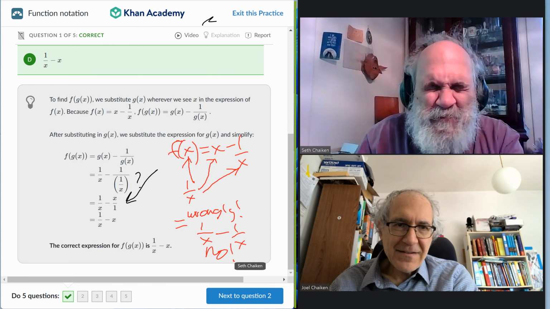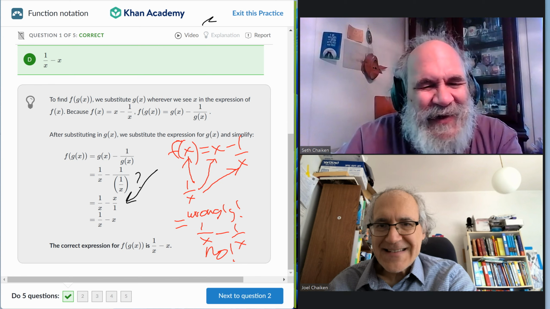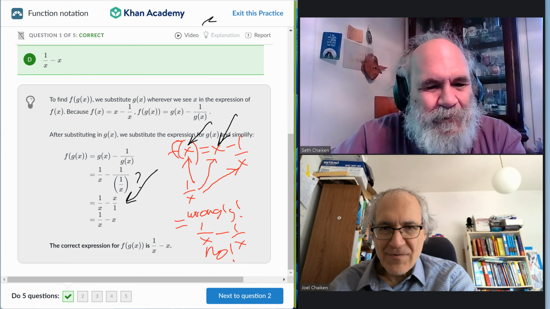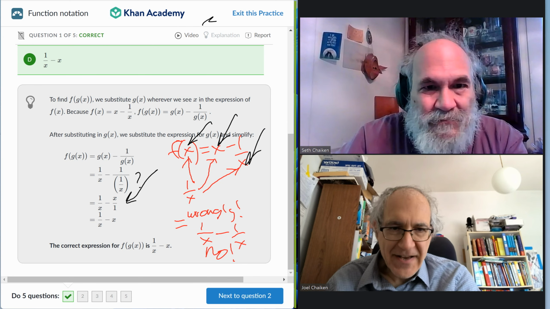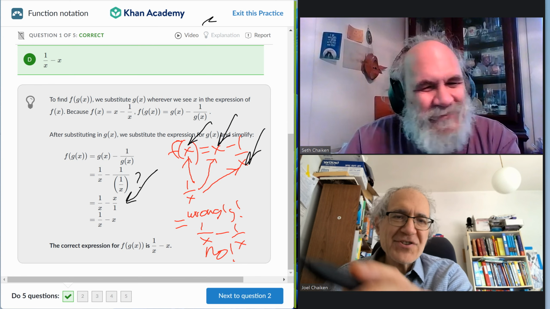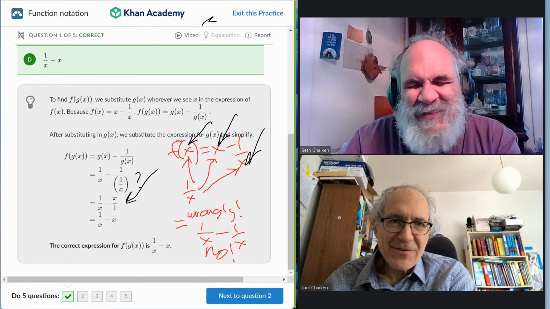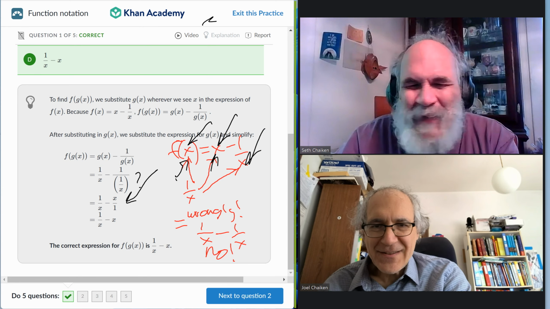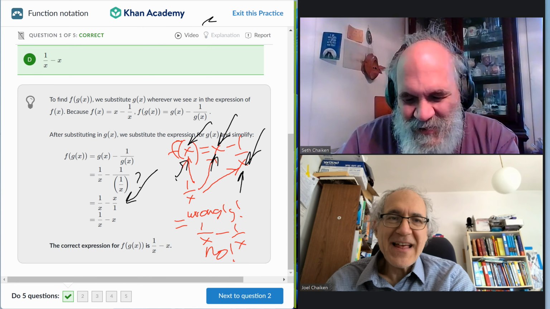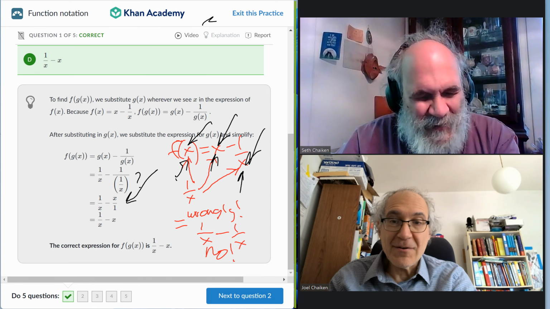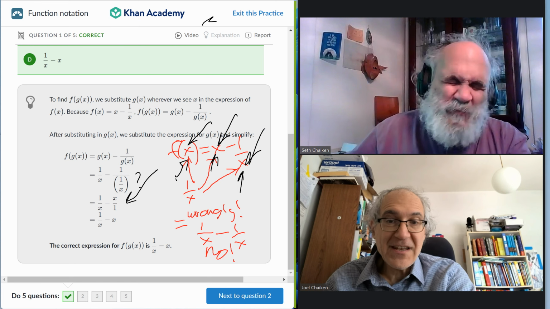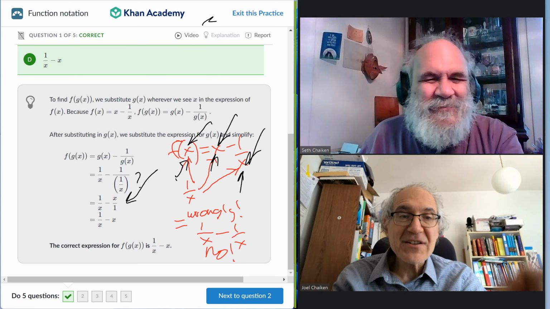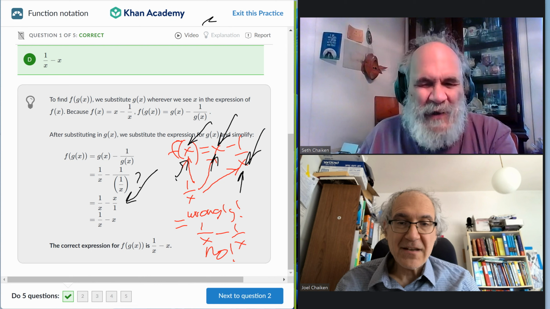The big idea to remember is that this x isn't really, literally an x. This x is what's known as a dummy variable. This x is a placeholder. This x represents anything, literally anything. So it really says f of anything equals the anything minus 1 over the anything.